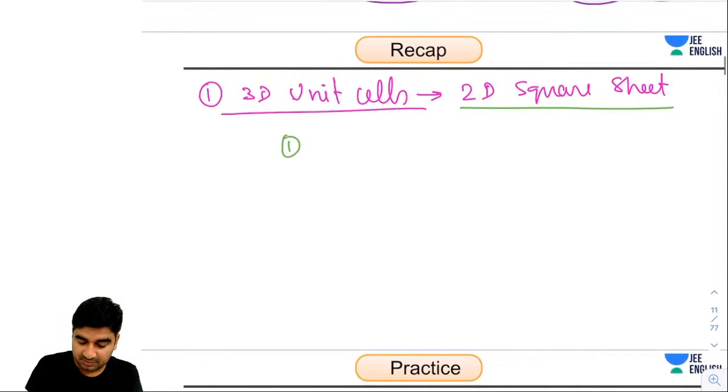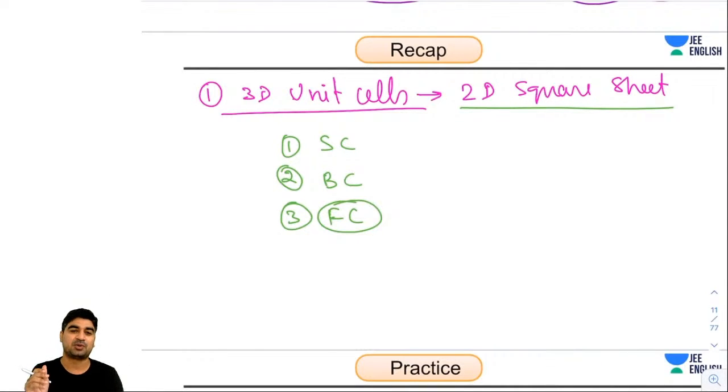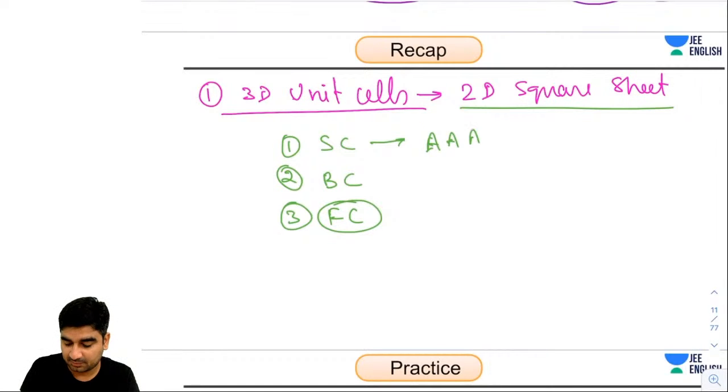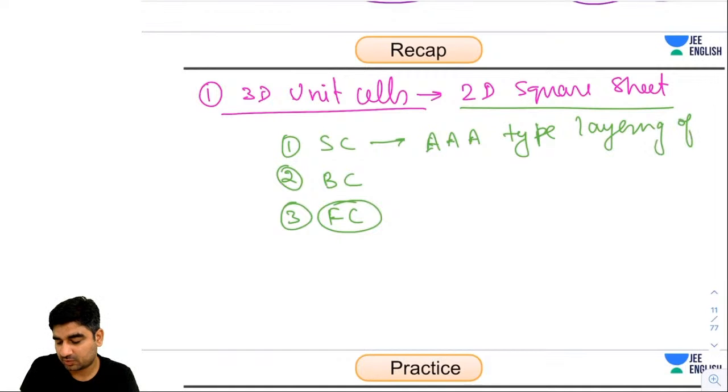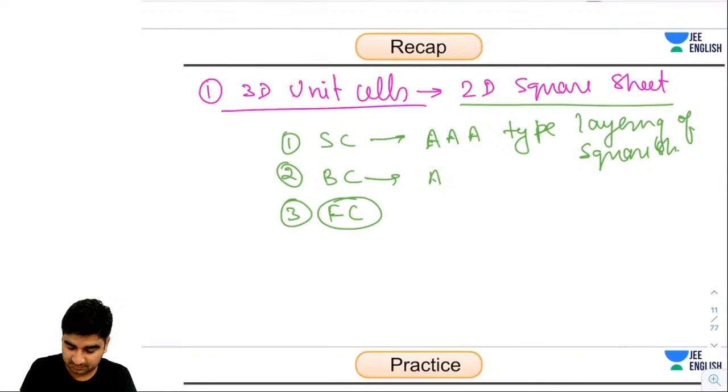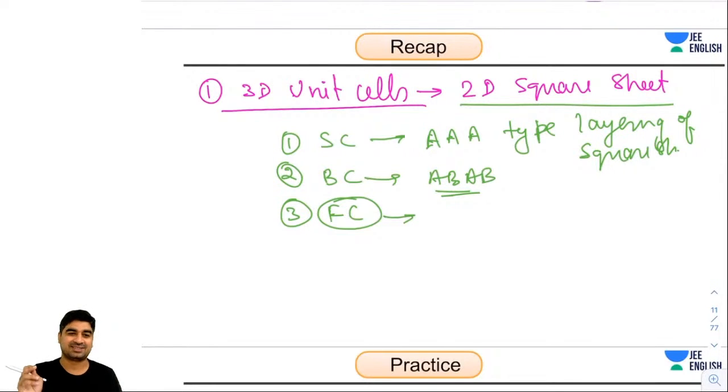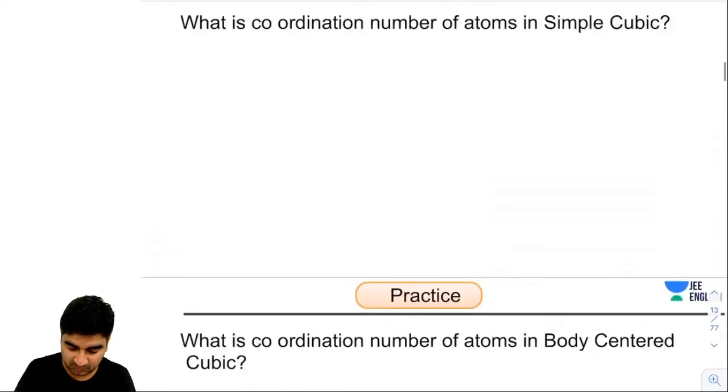So we created simple cubic, we created body centered, and then we were talking about face centered but could not complete the face centered. In simple cubic I told you that this simple cubic is formed by AA type layering of square sheets, right? And this BCC body centered is formed by AB type. Now face centered I will talk about it, right?